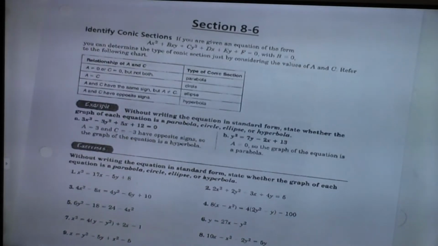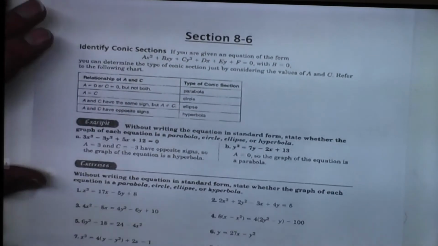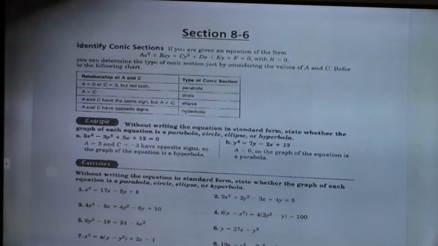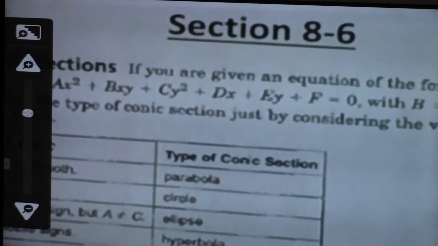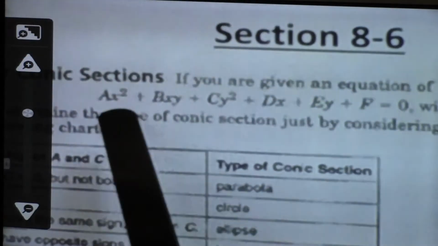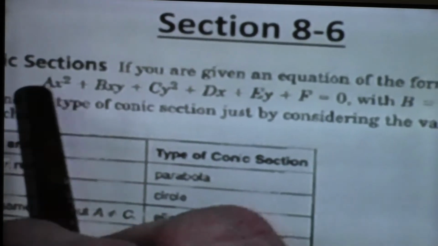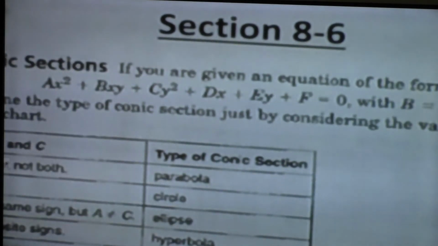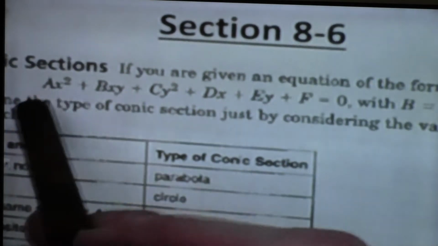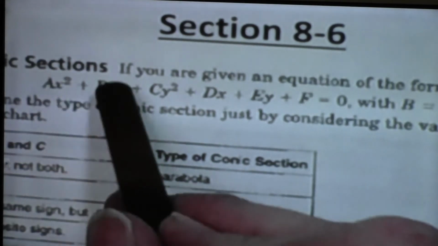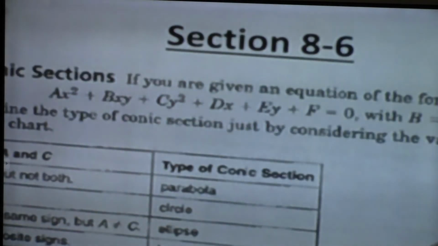Section 8.6, the focus on it is to determine from just the general equation what conic that it is. So I'm going to focus in up here on this general equation. And for all of these conics, or all the slices of a cone or two cones, you have it in this form, an ax squared plus bxy plus cy squared and so on.